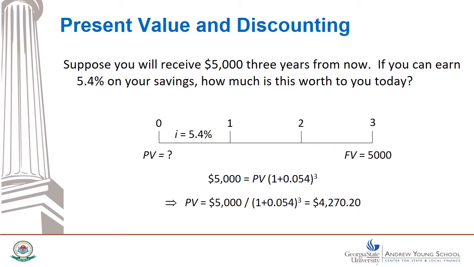Before, the formula was: future value is equal to the present value times the product of 1 plus the interest rate raised to the power of the number of years. Using this example, we have $5,000 of future value is equal to an unknown present value times the product of 1 plus the rate of 5.4% raised to the power of 3 annual periods.